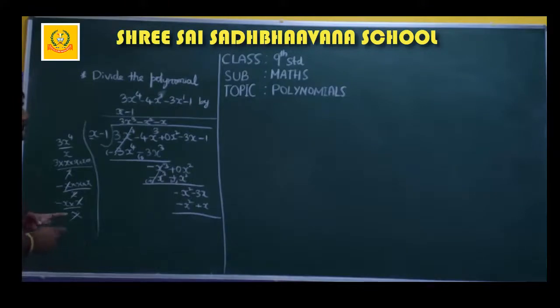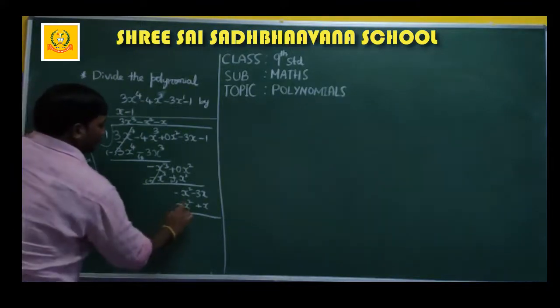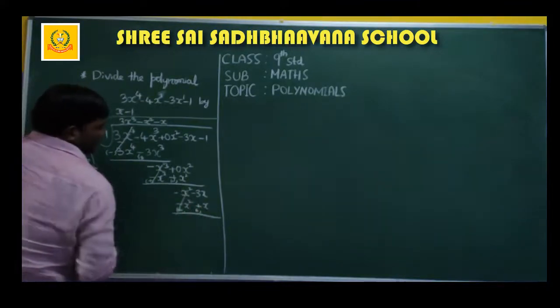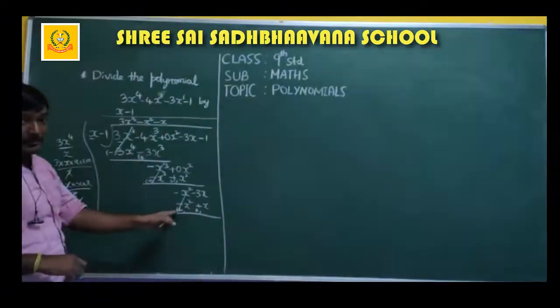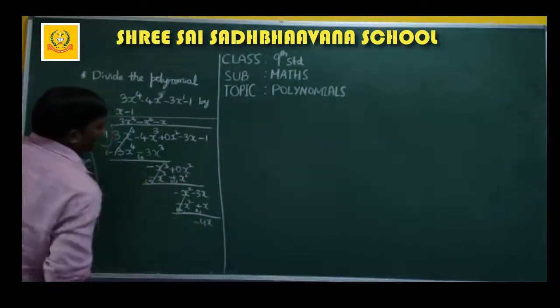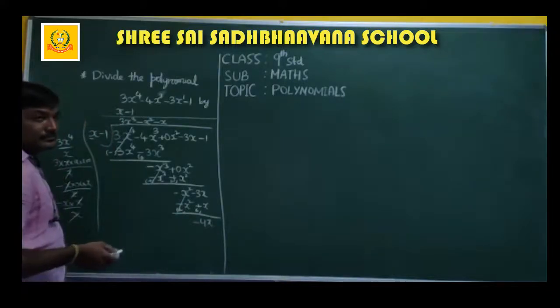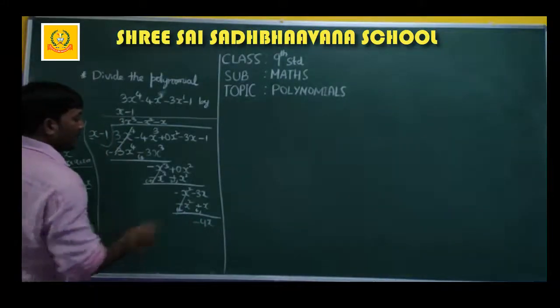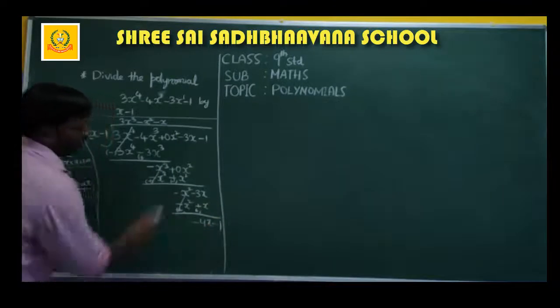So here, minus x into x, minus x square, plus x we got. Here when you change the signs, minus will become plus and again plus will become minus. So minus 4x you will get. Correct? And just take minus 1 down, whatever is there.